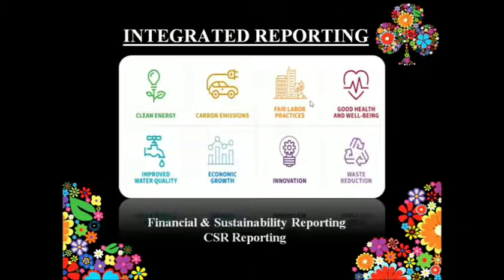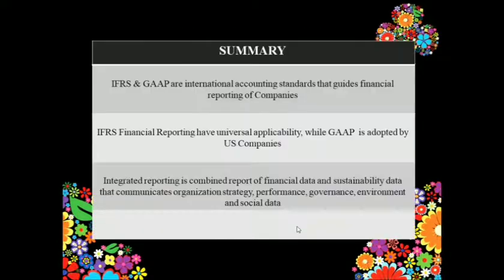You will see social data, which is employee data, what kind of labor practices, unique labor practices, and how far the organization is taking good care of the wealth, health and well-being of the employees. It's also shown under these data. And you could see the waste reduction data as well. So environmental data, financial data, human or social data, and other communication of the organization is also done through integrated reporting, and it's a combination of both financial and sustainability reporting of a company.